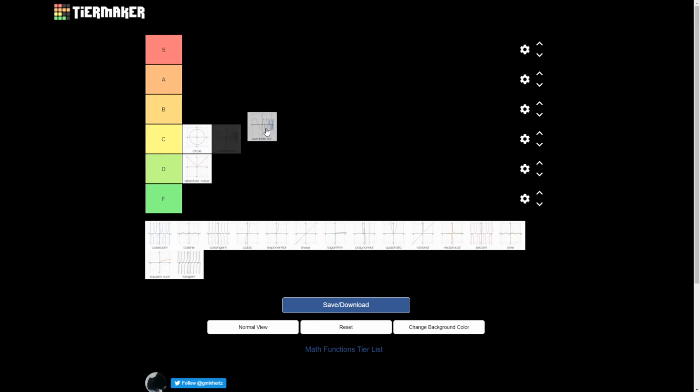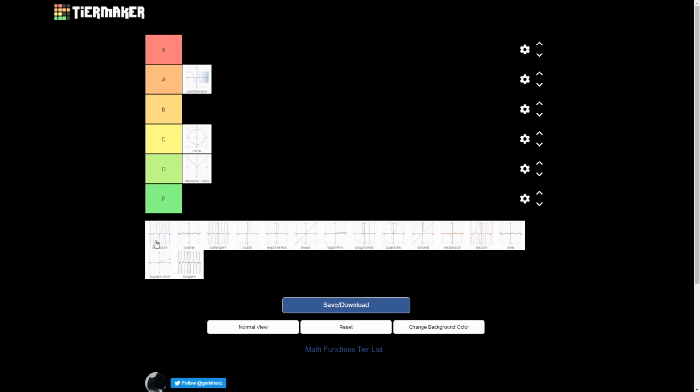Now we got combination. Combination's cool. It's when you combine the F and G, the graphs of f of x and g of x. And that's cool, because it's not just the same thing. I like it when it's not just a mirrored thing. That's probably going to be A tier.